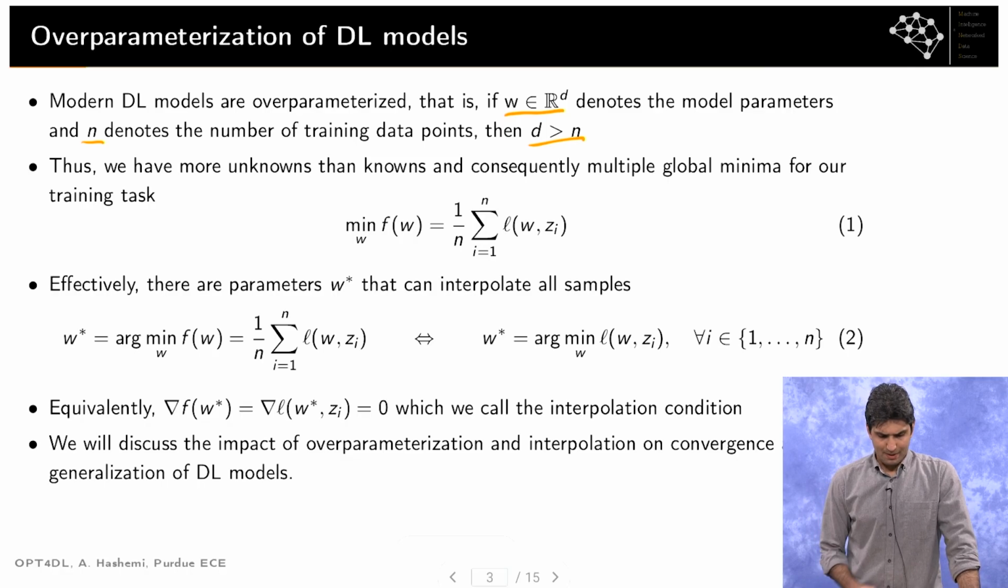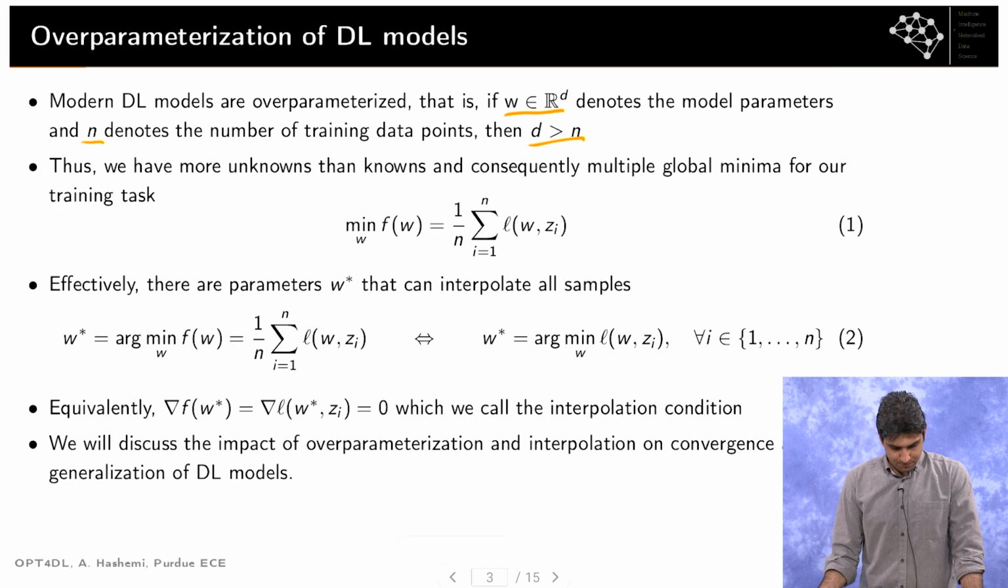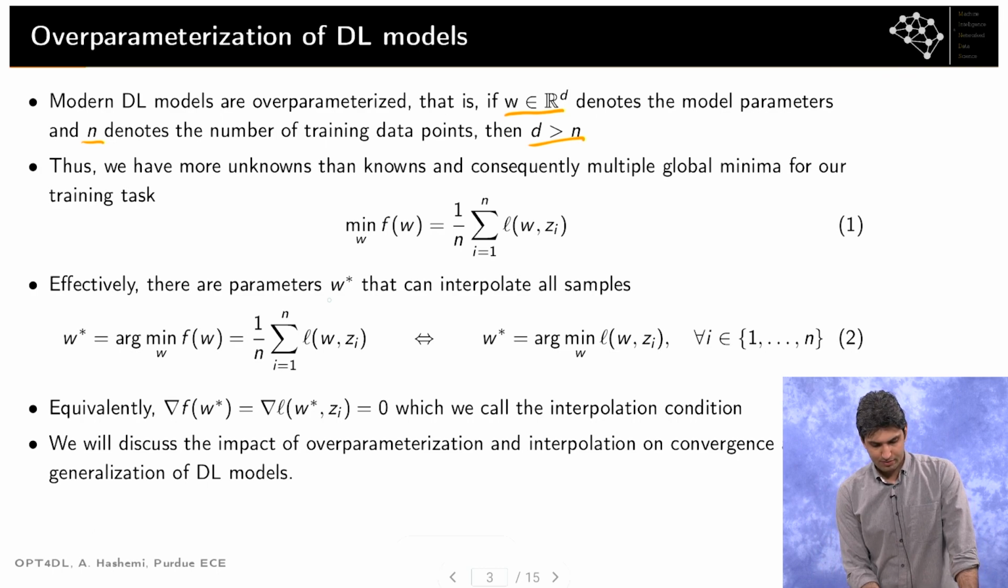This is also something we talked about before in the context of second-order guarantees, and we saw that generally in non-convex problems, we might also have multiple global minima. In this case, having multiple global minima arises from the fact that we are in the overparameterization regime. Effectively, as I just mentioned, that means that there exists at least one parameter W star that can interpolate all samples. So what does that mean?